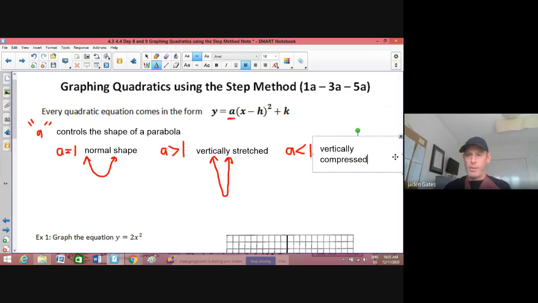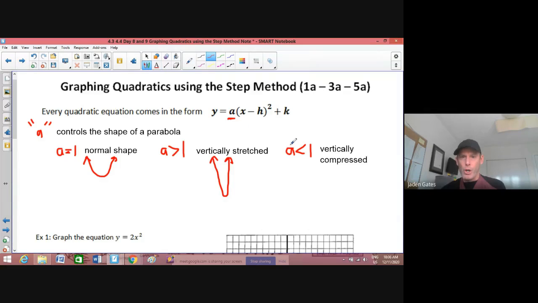Oops, compressed. Essentially what it looks like is that your parabola from the top and the bottom vertically has been pushed, compressed, smushed. And so it looks like this a little bit. That's a bit of an exaggeration, but you get the idea. Now that's the first thing A controls, because it controls 2 things.